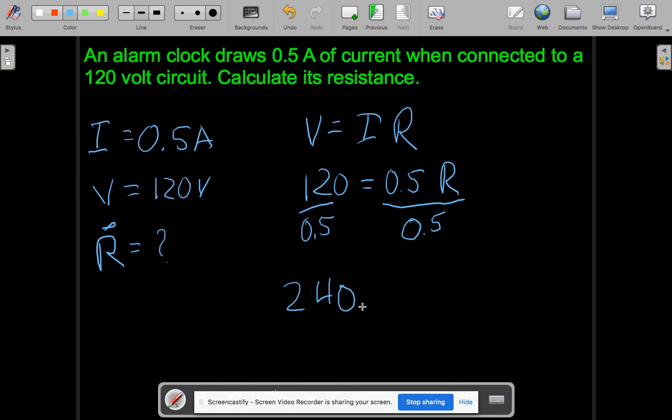Its resistance, R, so it's going to be ohms equals your R. My finger got in the way again. There we go. And that's all the problems.